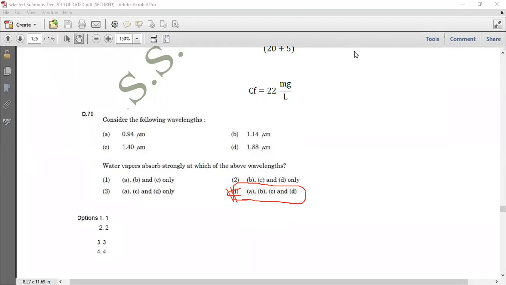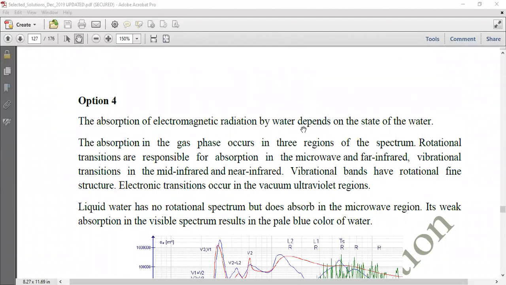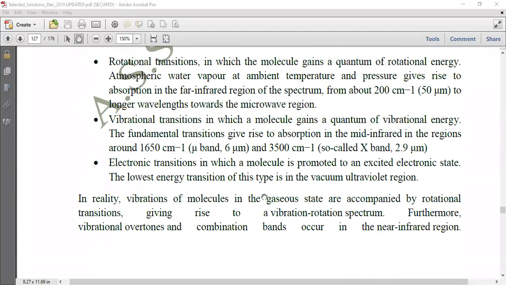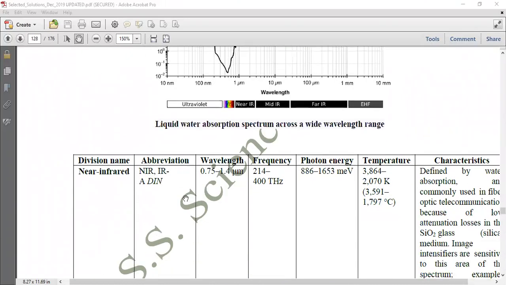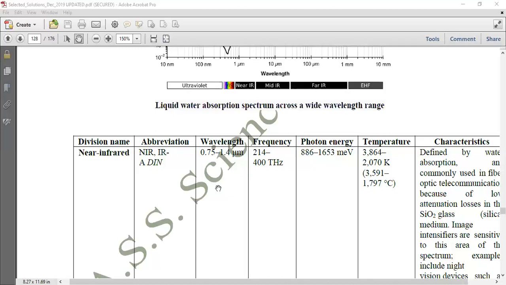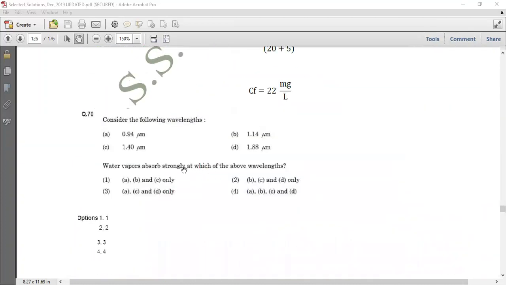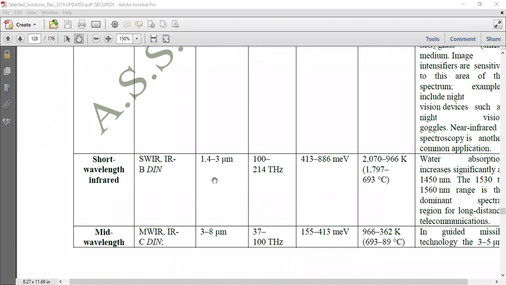Clear. And we can see some justification for this. You can see here, the absorption of electromagnetic radiation by water depends on the state of the water. Most of these bands you can see here are in IR, shown like 0.75 to 1.4. So you can see 1.4 covers A, B, C, everything. And then the next one is 1.88, also one band. You can see one band is here.